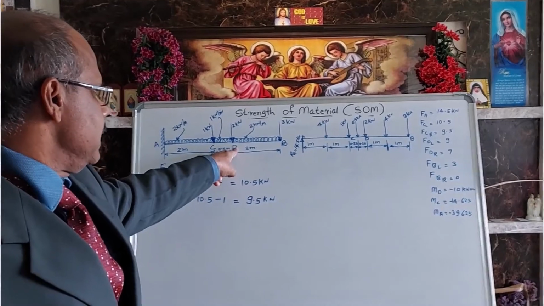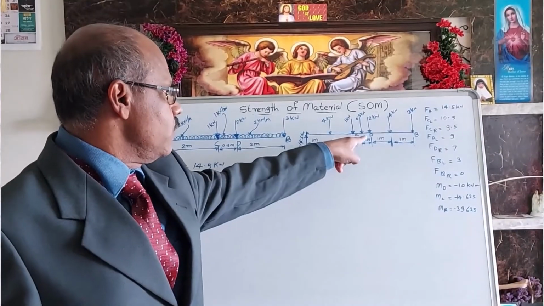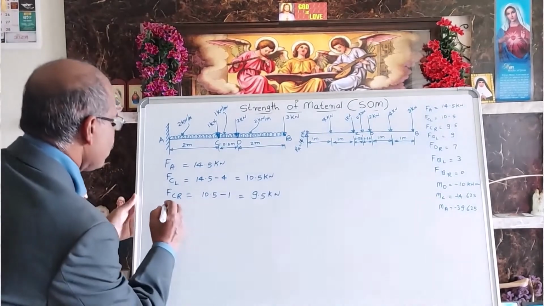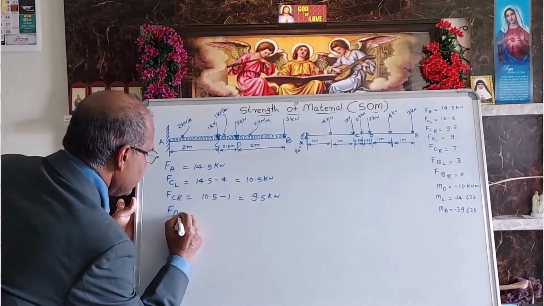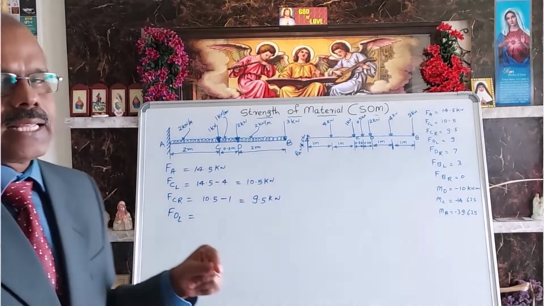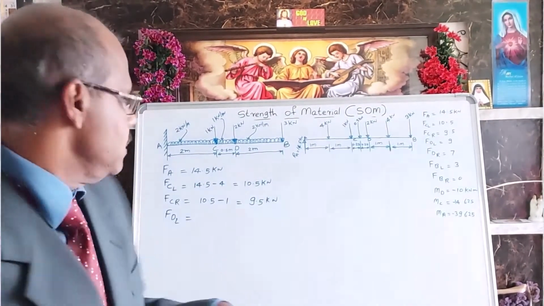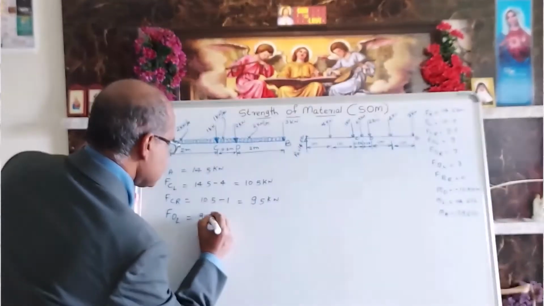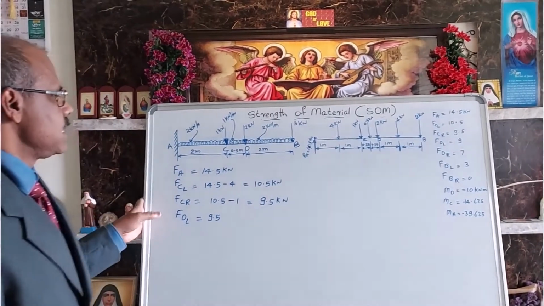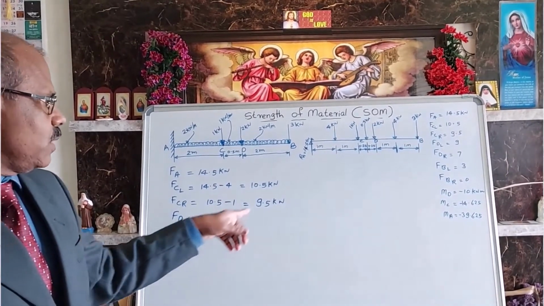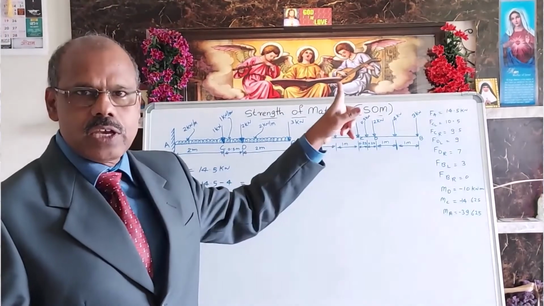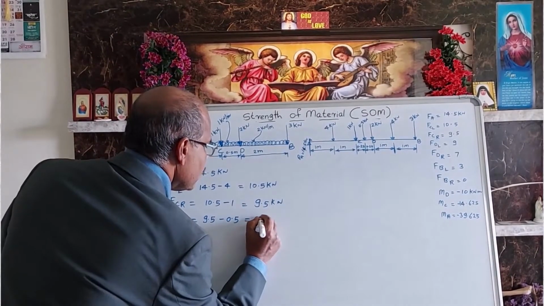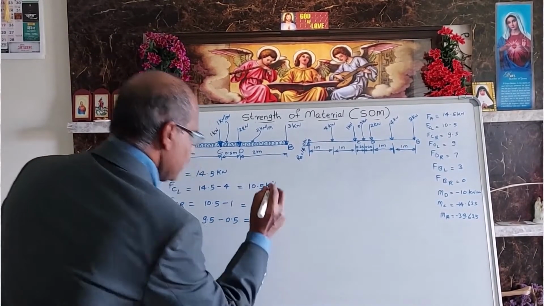Now let us move to the next point. Next point is D. Concentrate over here. What is D? D is here. First of all, we will go for FDL, the shear force at the left side of D. Already we are having 9.5, which we can consider at the right side of C. And apart from that, we are having 0.5 kilonewton. So go for minus of 0.5. Then we will get 9 kilonewton.